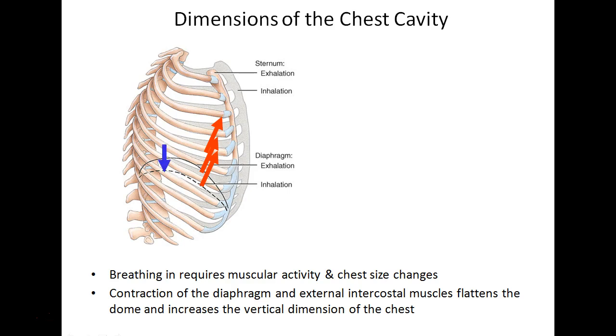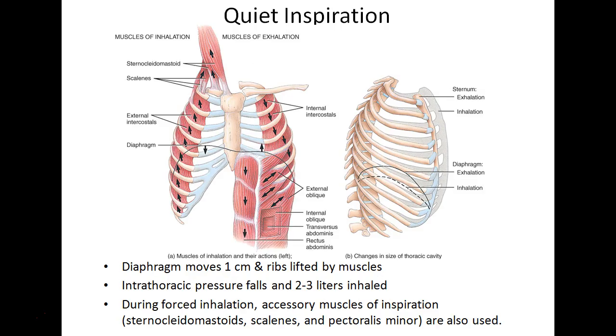Notice we also have the external intercostals working as well. So in other words, we make the chest cavity larger, but also by those external intercostals contracting together, we pull that chest cavity upward and outward, so to speak. So here's a nice diagram showing quiet inspiration. It's noteworthy that on looker's left of this diagram is showing muscles of inhalation, and on looker's right, we're looking at muscles of exhalation.